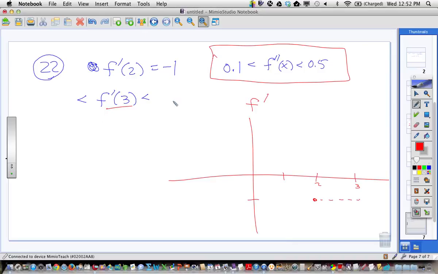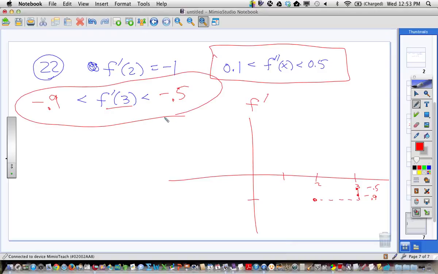But they want an upper and lower bound on f prime of 3. So if we go over 1, I might go up 0.1, or I might go up as much as 0.5. Well, where would that put me? -0.9, -0.5. So my upper and lower bound, the lower bound would be -0.9, and the upper bound would be -0.5. So that's just more of a normal speed limit law. Rise over 1.